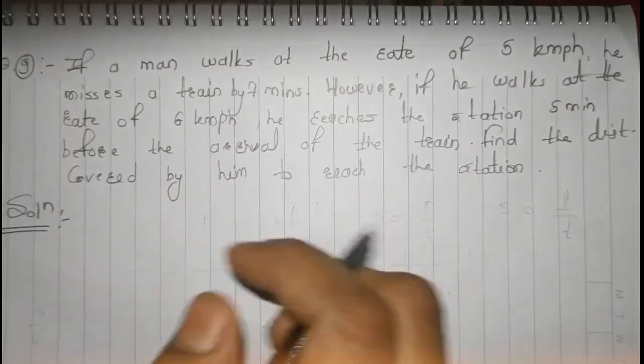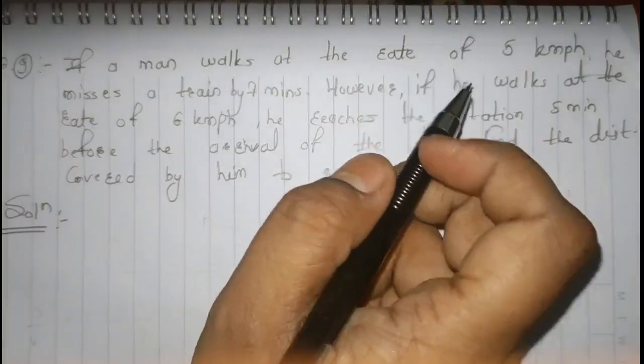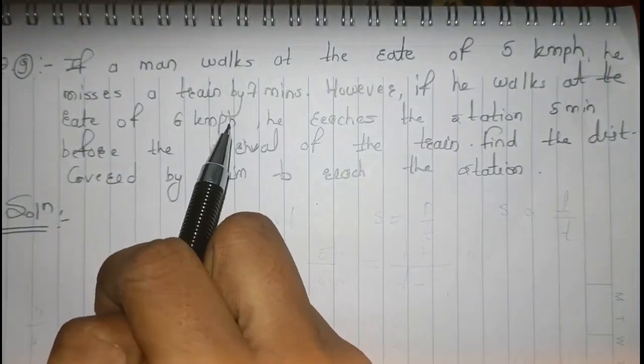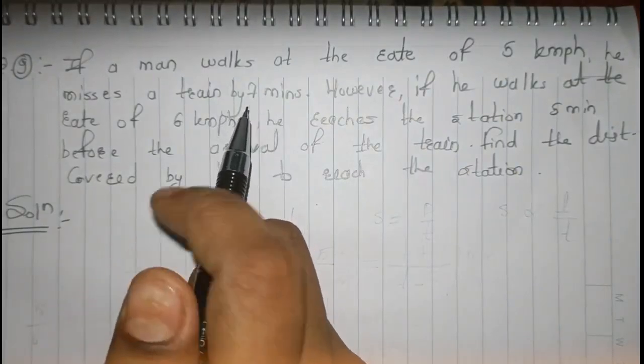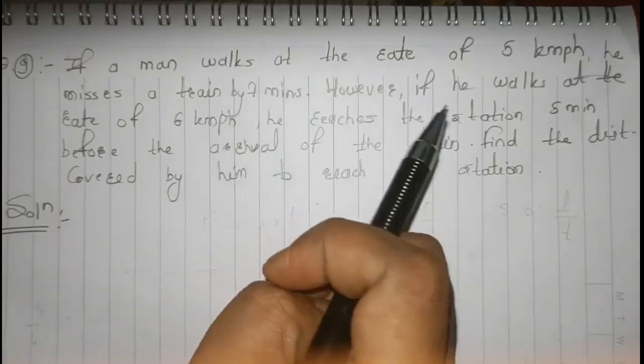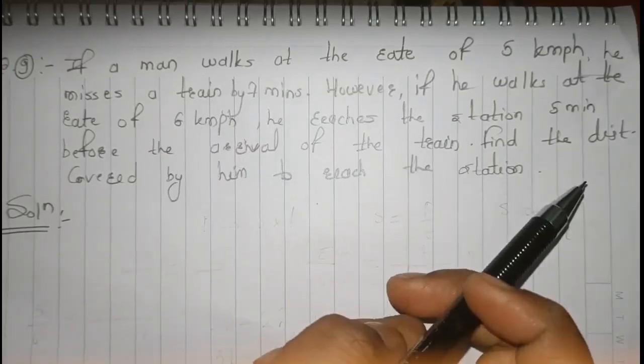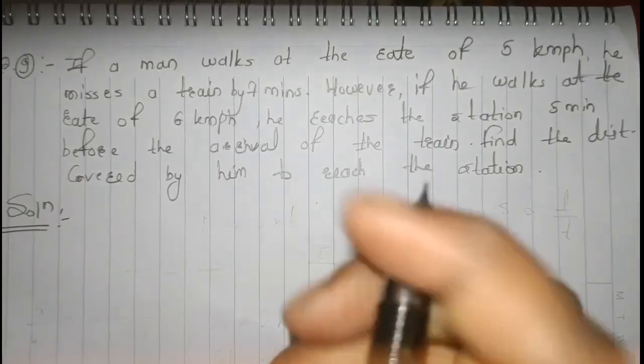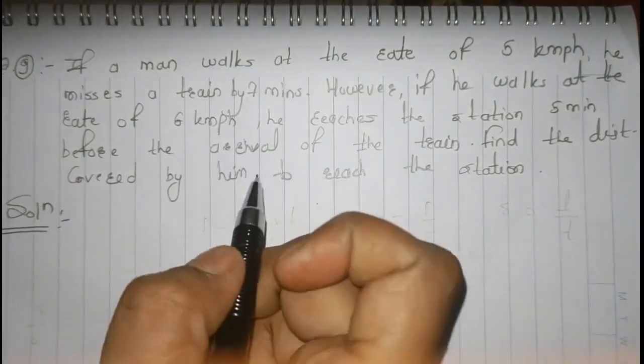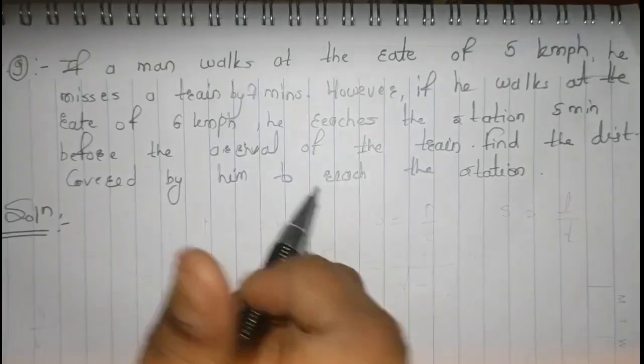So our ninth question here. A man walks at a rate of 5 km per hour. Then he misses a train by 7 minutes. And if he walks at 6 km per hour, he reaches the station 5 minutes earlier. And then we have to find out the distance, consider from his home to the station.